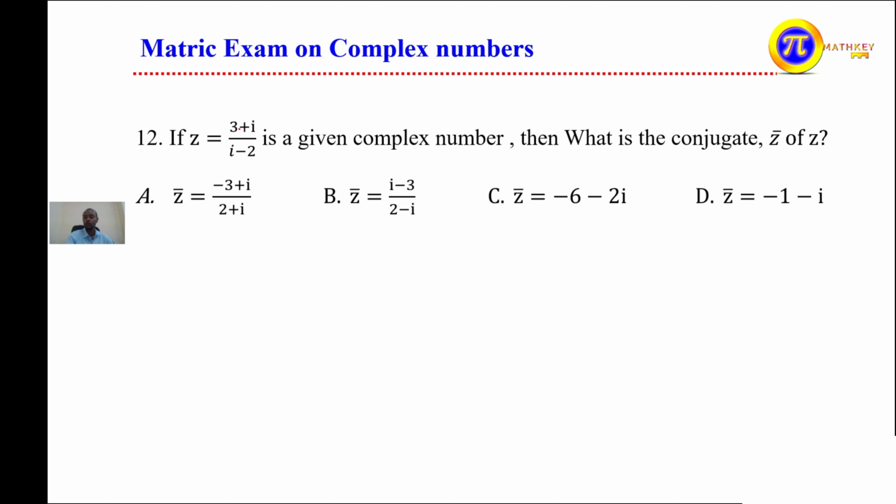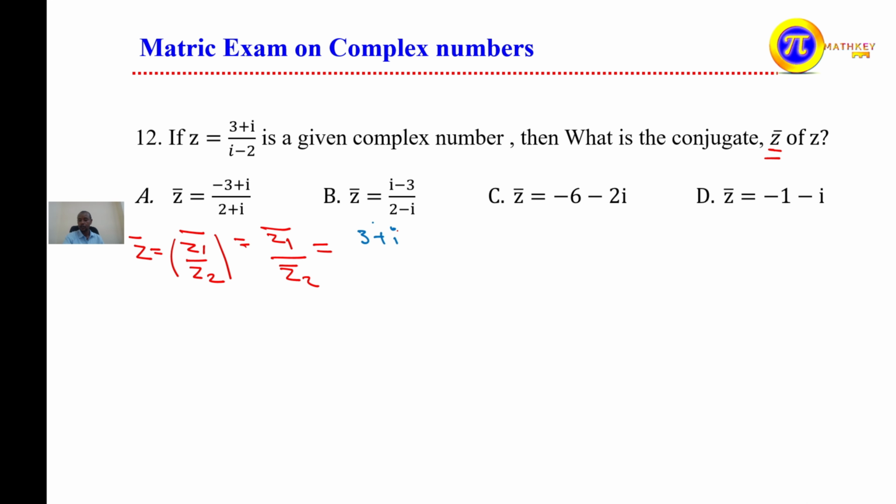Similarly, if z is equal to (3 plus i) over (i minus 2) is a given complex number, then what is the conjugate of this? The conjugate of this means, z is equal to z1 over z2, for instance. The conjugate of the quotient is equal to the conjugate of z1 over the conjugate of z2. The conjugate of z1 is the conjugate of 3 plus i, divided by the conjugate of minus 2 plus i.